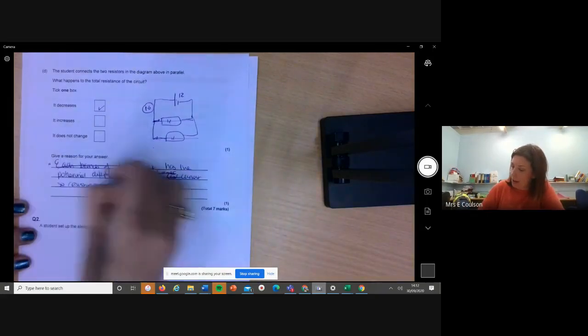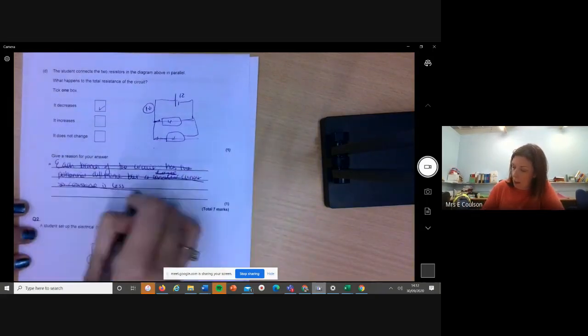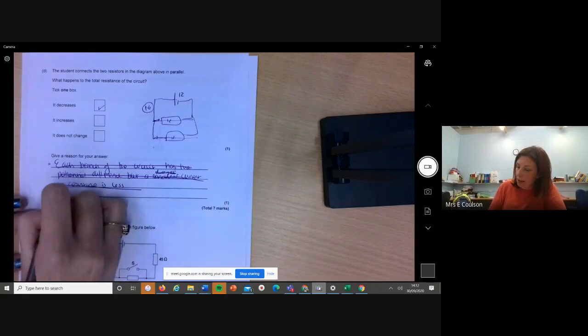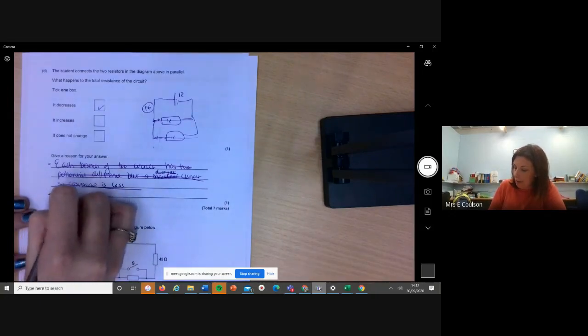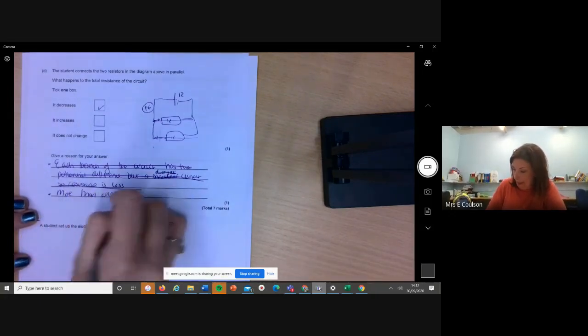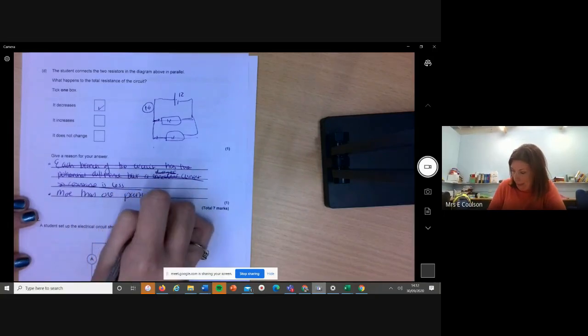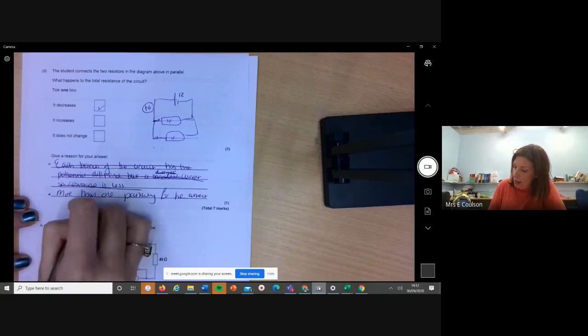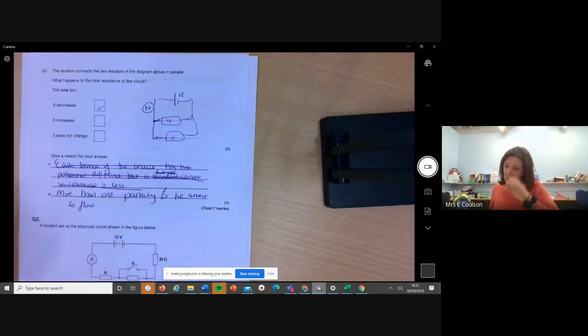So I've written an answer here, but I don't want to write it. What I want to say is there's more than one pathway for the current to flow, and so the resistance gets smaller.